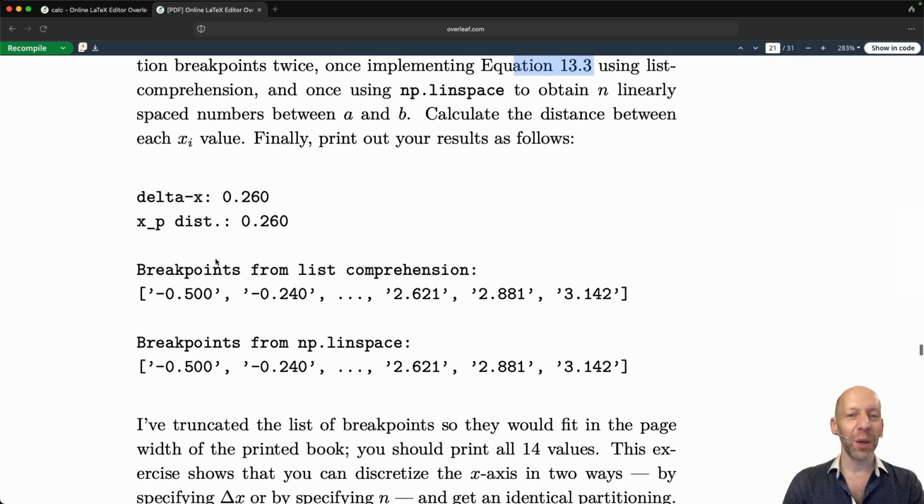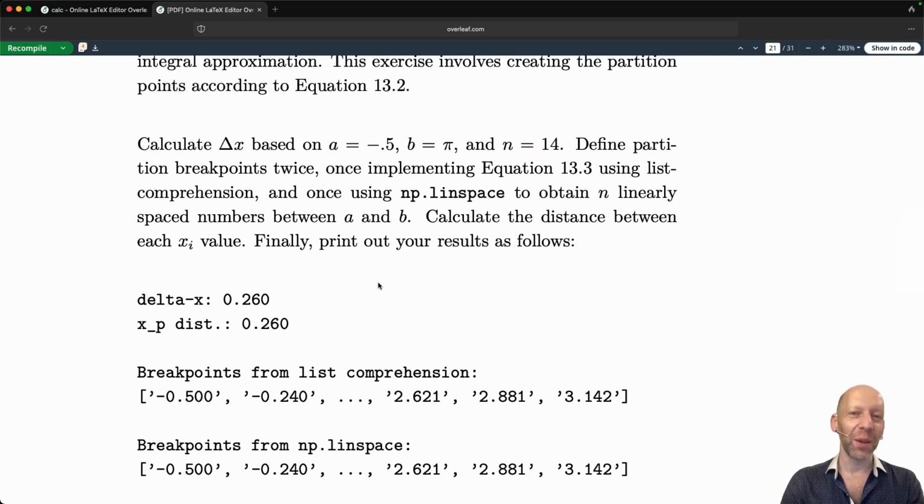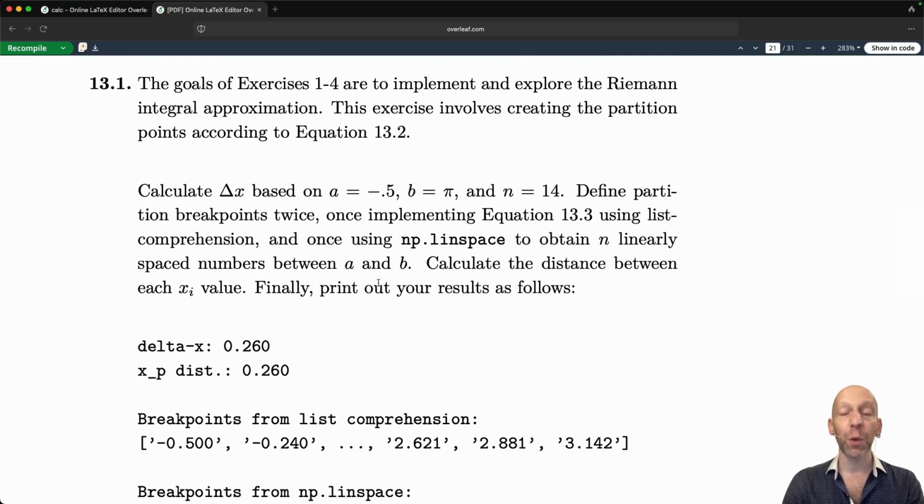Okay, and then you want to show the breakpoints from the two methods, list comprehension and numpy.linspace. Now, both of these breakpoints should be exactly the same. I've just cropped out a few in the middle here to make it look a little bit nicer in the book text. Basically, the goal of this exercise is just to make sure you really understand the concept and implementation of segmenting a function into a small number of segments for approximating areas.